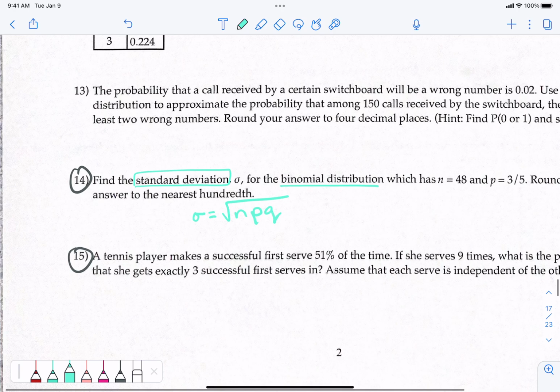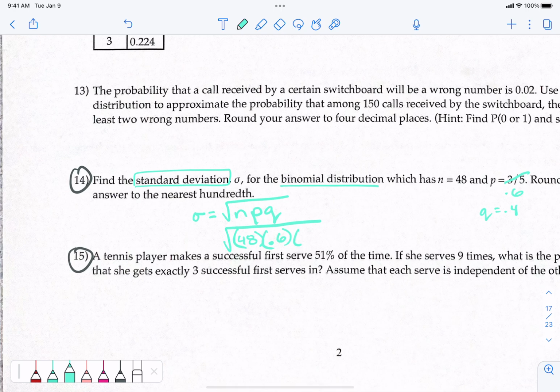Okay, n is 48. p is 3/5. What is that as a decimal? 0.6. p is 0.6. That means q is 0.4. You can leave it as a decimal, but I would rather type in 0.6 than 3/5, because typing fractions into my calculator gets messy sometimes. So anyway, if you do that, 3.39, perfect. Okay, all right.